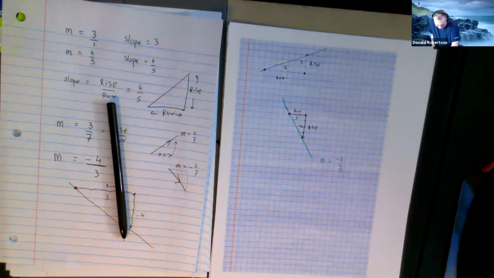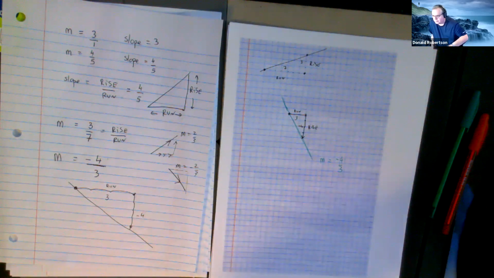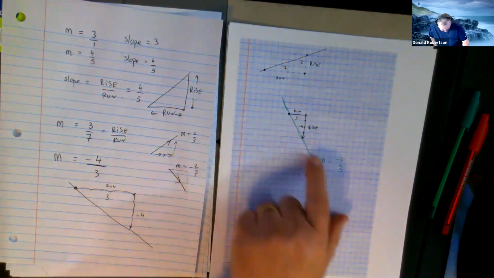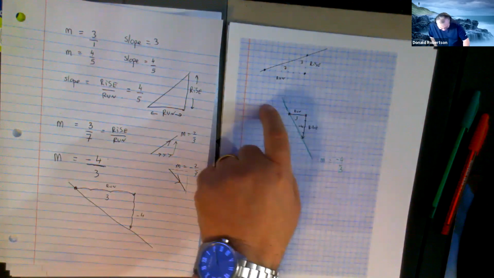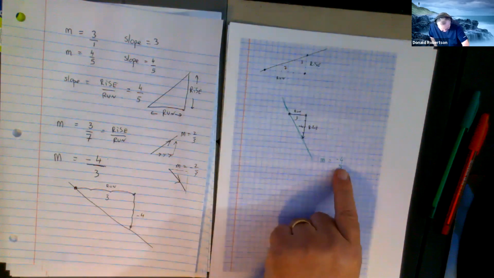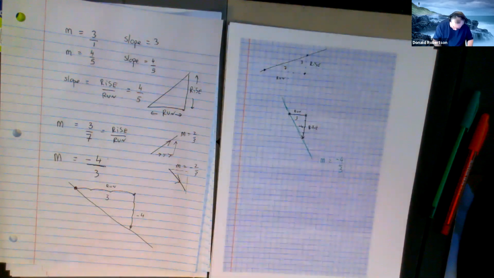The most common mistake that people make with this question is that they get the 4 and the 3 mixed up. They make the rise the run and the run the rise. But if you do it in this way, bottom number first, that's the run. And then a rise either up the way or down the way. If it's negative, go down the way. If the top number is positive, go up the way. And you've got your thing.